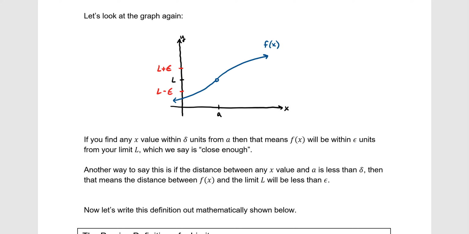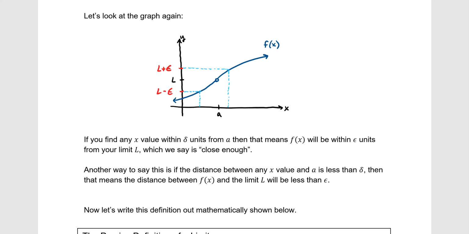These y values will correspond to their own x values. Notice that this epsilon distance is the same above and below the L value: it's L plus epsilon and L minus epsilon, the same distance. But when you look at the corresponding x values, you can see that those x distances are not the same on both sides of the a value, and that's typically what's going to happen.